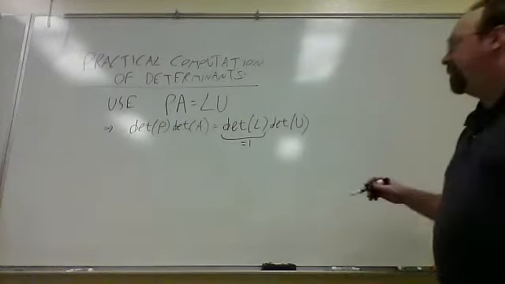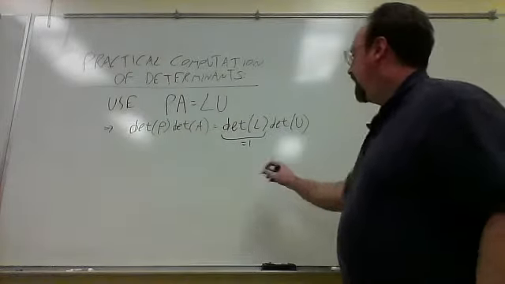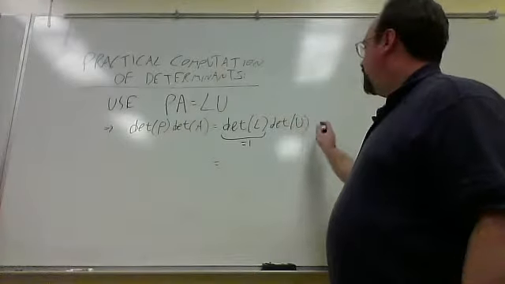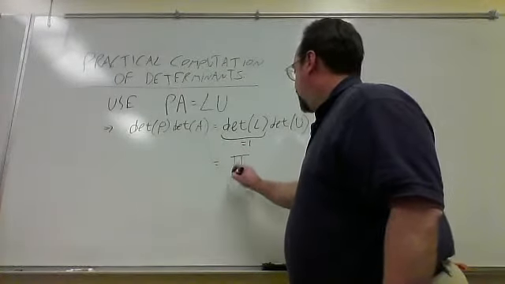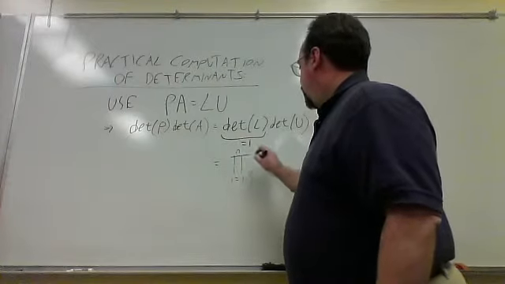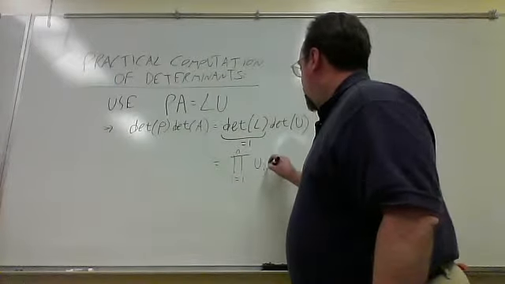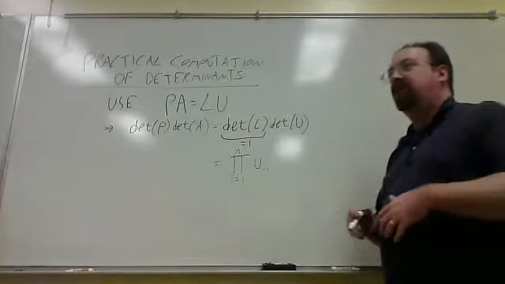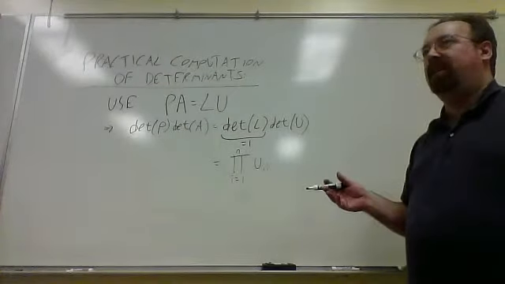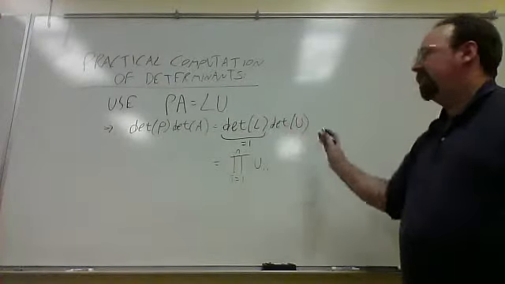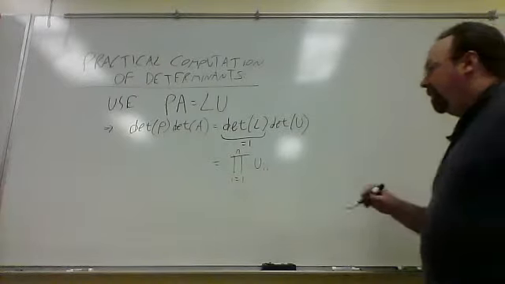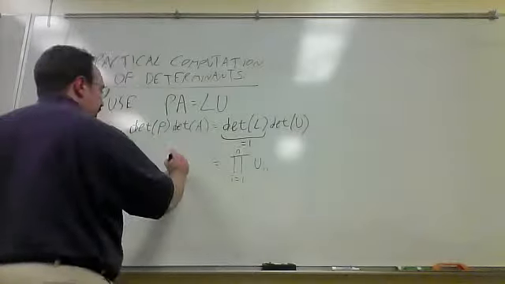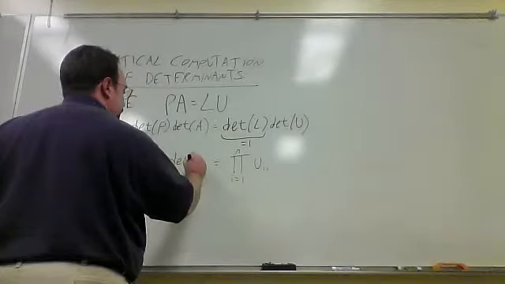And then for U, we just multiply those diagonal entries together. So we have the product from i equals 1 to n of U_ii. So once we've gone to the trouble of carrying out Gaussian elimination, the determinant of this side is nothing to it. All right, so the determinant of A is what we're after.